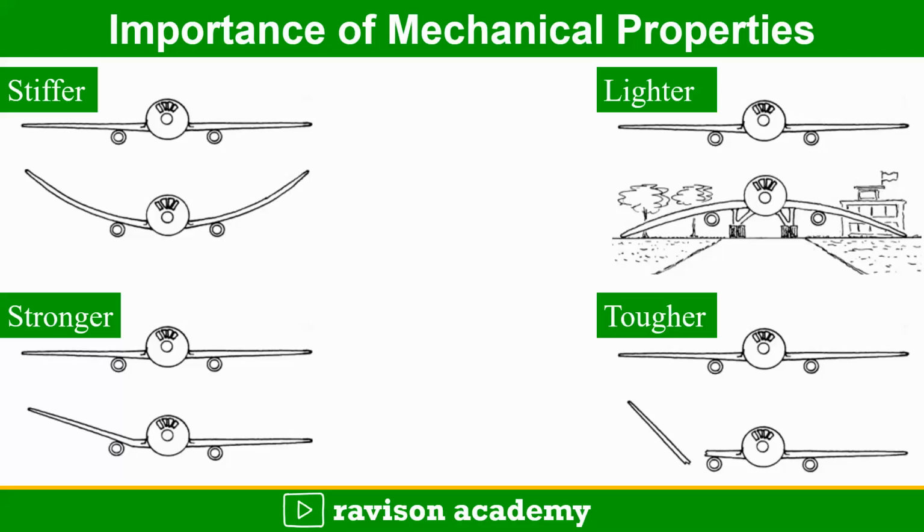So coming to the importance of the mechanical properties, if the material is stiffer, it is difficult to bend. If the material is stronger, it resists plastic deformation. If the material is light, it is used in applications requiring a high strength to weight ratio. If the material is tougher, it is hard to break. To identify all these properties like stiffness, strength, lightness, that is lightweight, and toughness, we identify them with the help of mechanical testing.